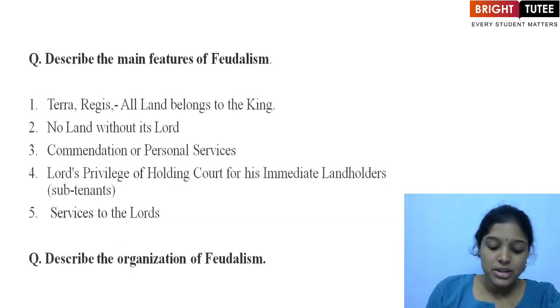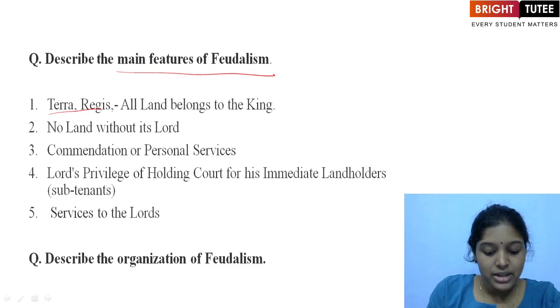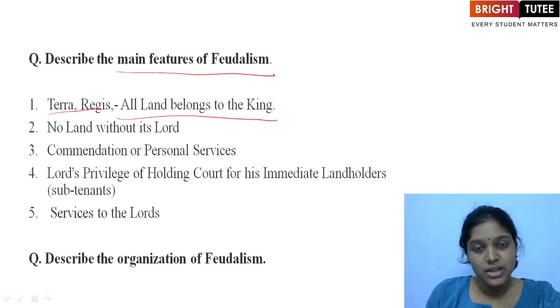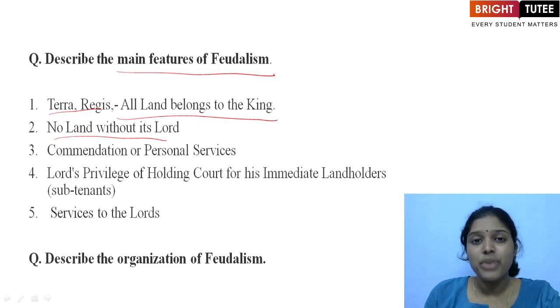The next question is, describe main features of feudalism. So if it's a long answer question, you will have to define and explain each of these features. If it's a short question, you just have to name it. So the first feature is terra regis, which meant all land belongs to the king. So the king is the supreme owner of all land, and no land without its lord. It is difficult to find a piece of land which is not under the control or the authority of a person. And commendation of personal services.